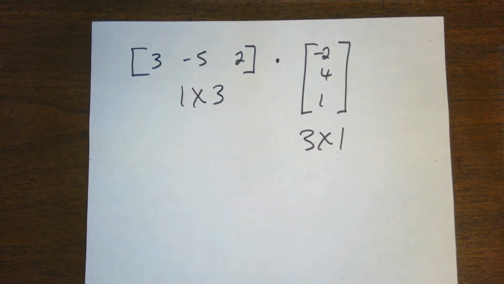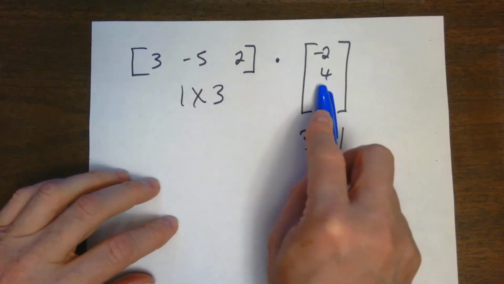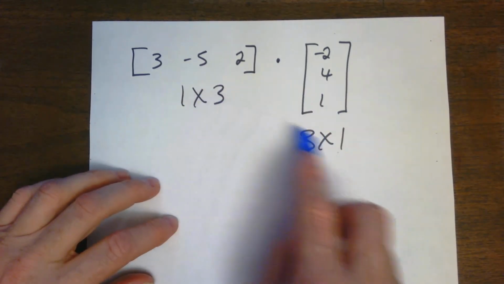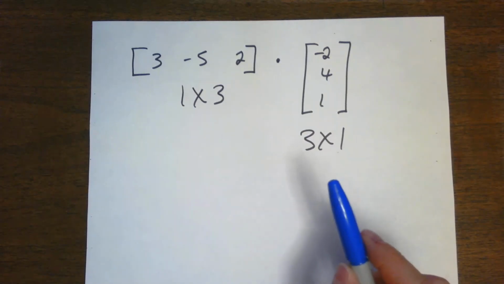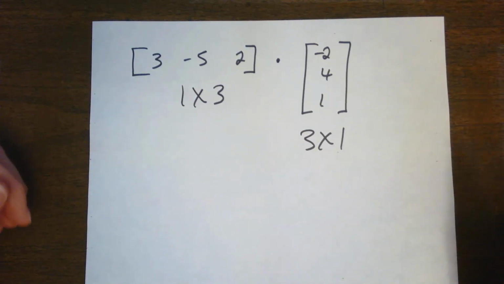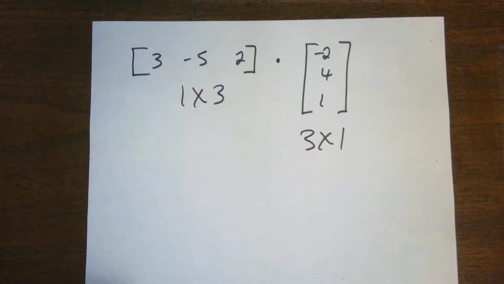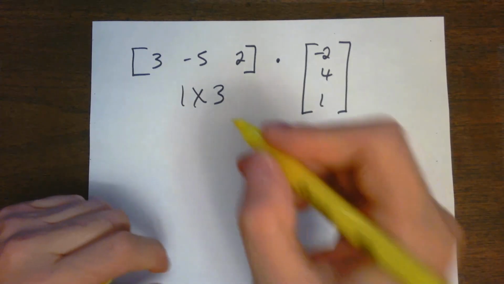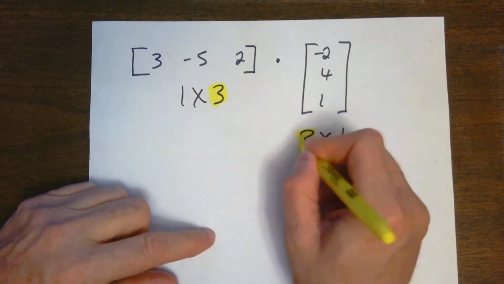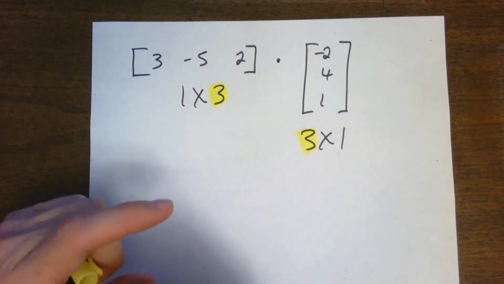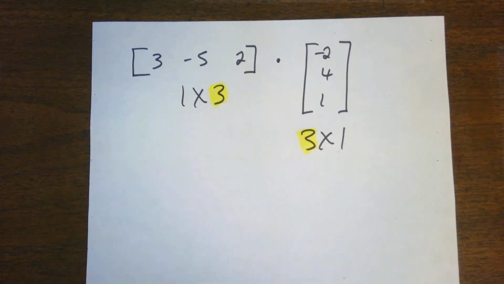Now, could I add these together? Could I add this matrix and that matrix? No, because they don't have the same dimensions. Could I subtract them? Again, no, they don't have the same dimensions. But weirdly enough, I can multiply them. Remember the rule? The number of columns in the first matrix has to be the same as the number of rows in the second matrix. Now, because this is true, I can actually multiply them together.